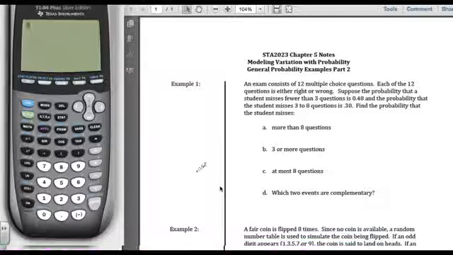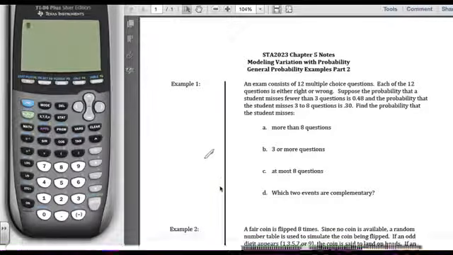Up next, we're going to continue with some more general examples of things that you should be able to do in Chapter 5. First example in this video states an exam consists of 12 multiple choice questions. Each of the 12 questions is either right or wrong. There's no partial credit.